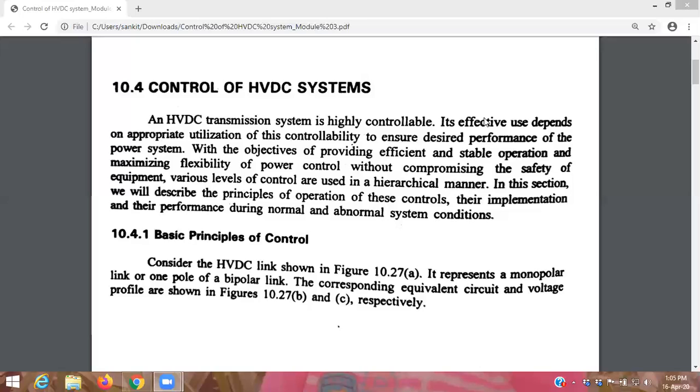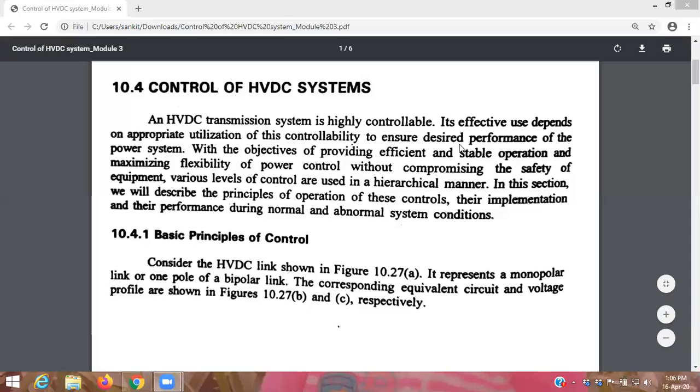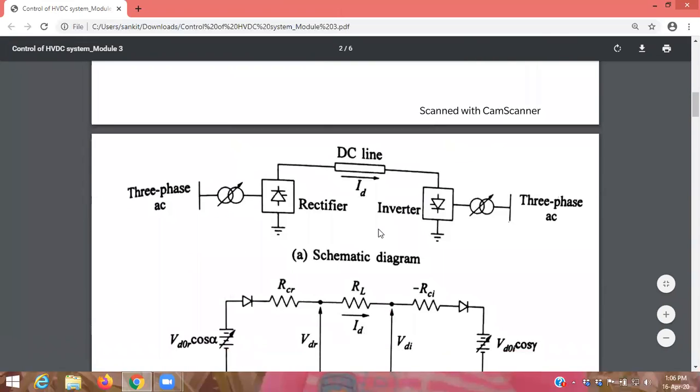Okay, now we'll see the overall circuit, how the electrical connection of this HVDC circuit looks like. See, this is the schematic diagram of this HVDC system. Suppose this is three-phase AC and this is three-phase AC. In between these two, see, there is the DC link.